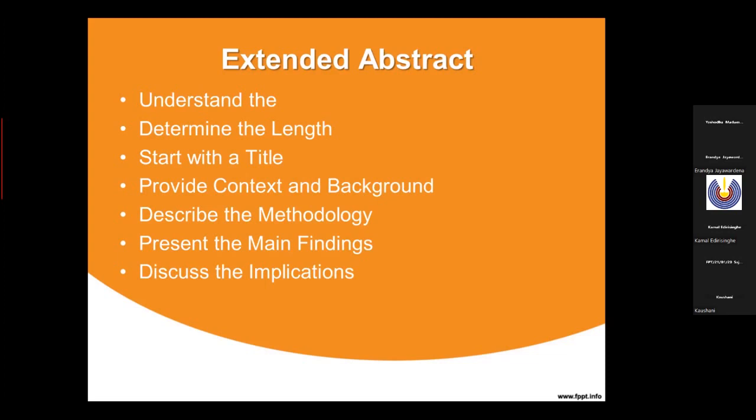But in the normal abstract, it is only 1 page. In the extended abstract, you have to write all the results, and graphs, images, and tables have to be included, and it is lengthier than the abstract. It normally takes 6 pages or 8 pages.